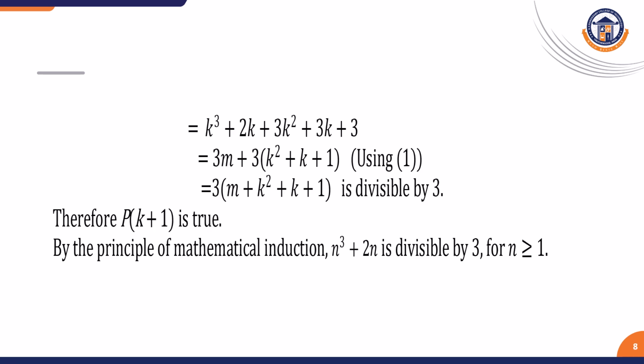We get this term. From the third, fourth, fifth terms, we take 3 outside. Then the first and second terms, k cube plus 2k, by using equation number 1, is nothing but 3m. So here 3 is common, so we take 3 outside. So we say that it is a multiple of 3, or that it is divisible by 3. Therefore P of k plus 1 is true. Therefore, by the principle of mathematical induction, the term n cube plus 2n is divisible by 3 for n greater than or equal to 1.